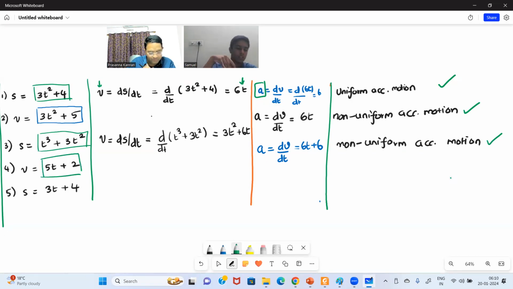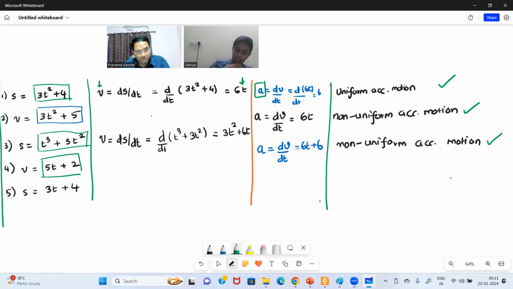Now next. Velocity is equal to 5t plus 2. Directly velocity is given. So the moment you see it, what can you decide and say? You can't at this point decide uniform or non-uniform accelerated motion. But can you decide whether it's uniform motion or non-uniform motion? Velocity changes with respect to time. Yes. Good. So it is non-uniform motion. Very good.